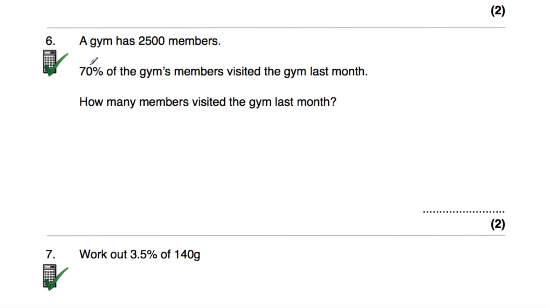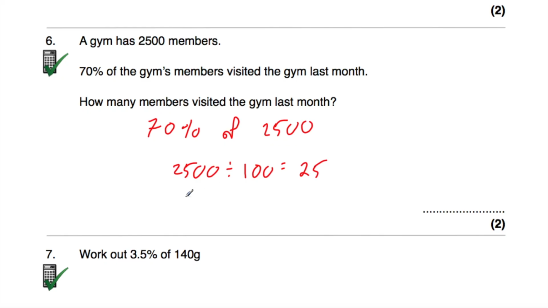So we need to work out 70% of 2,500. And to do that, we take the 2,500, we divide that by 100 to find 1%, and that's equal to 25. And then if we take the 25, which is 1%, and times that by 70, we'll find 70%. So 25 multiplied by 70 is equal to 1,750. So that means that 1,750 members visited the gym last month, and the rest didn't, which would be 750.